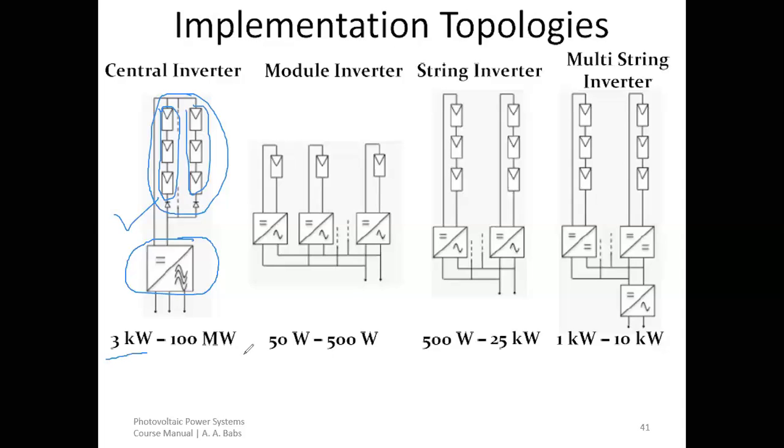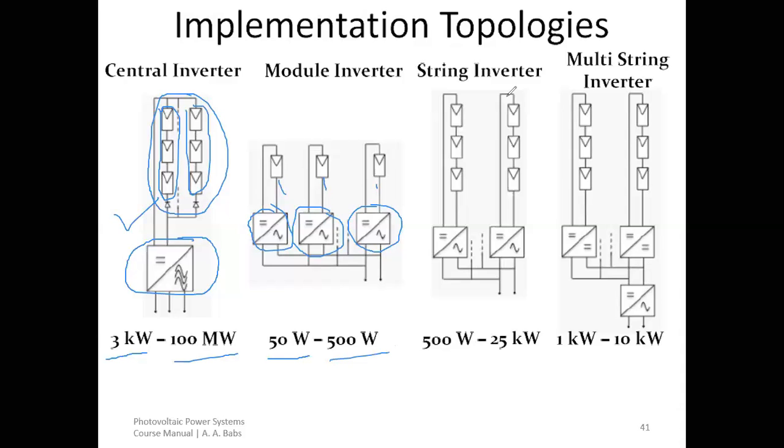Then we have the module inverter. What happens here is that each of the modules has its own inverter, all right? So you can see this is an inverter connected to one module. This is another inverter connected to one module, and this is another inverter connected to one module. So depending on the number of modules you have, each of them will have their own inverter. And this kind of inverter usually could be in the range of 50 watts to 500 watts in terms of size or capacity.